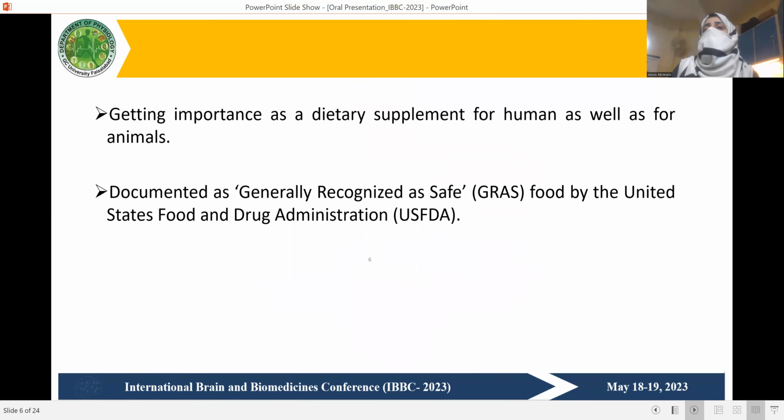Nowadays, spirulina is getting worldwide attention as a dietary supplement for humans as well as for animals. It is also documented as generally recognized as safe food by the United States Food and Drug Administration. The World Health Organization considers spirulina one of the greatest superfoods on earth. Also, NASA described spirulina as a superfood, a compact food to travel in space, because a small amount contains a wide range of nutrients.